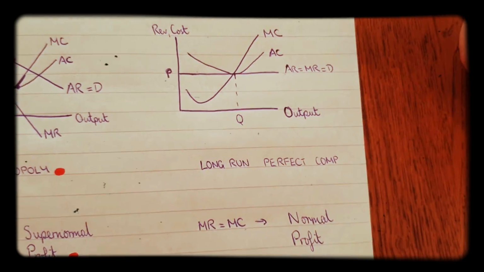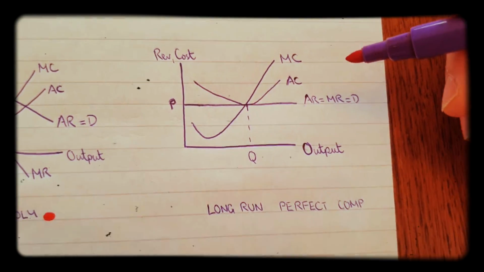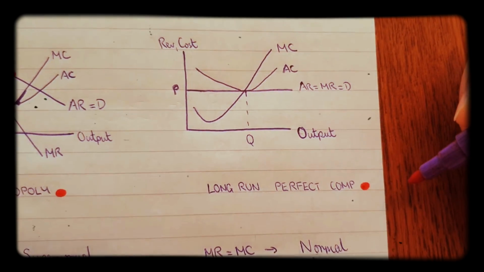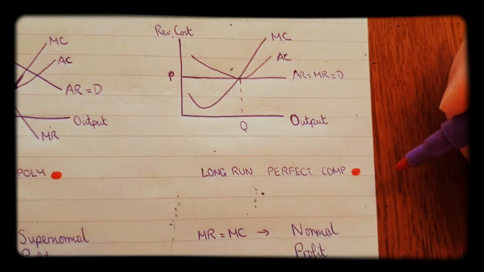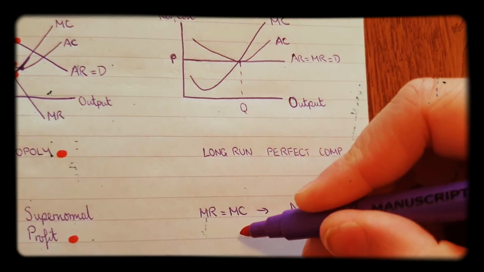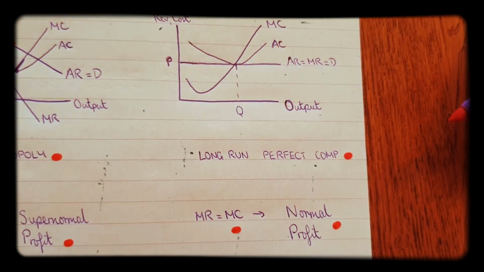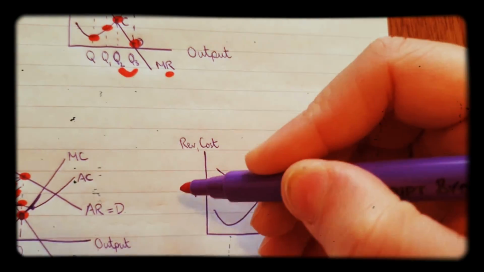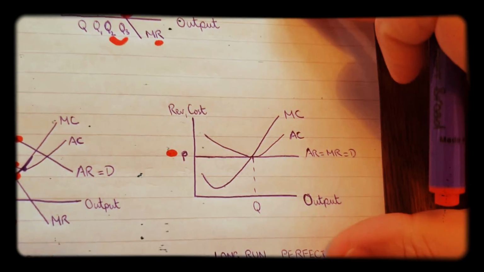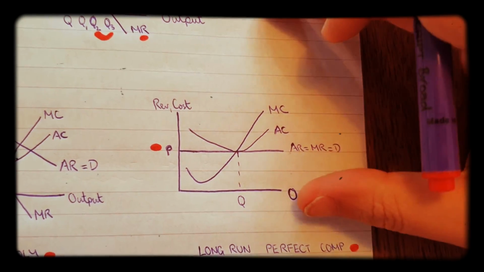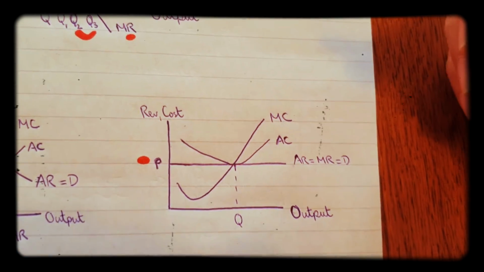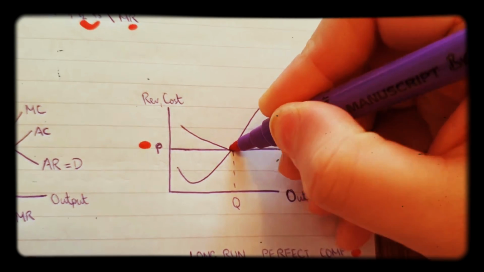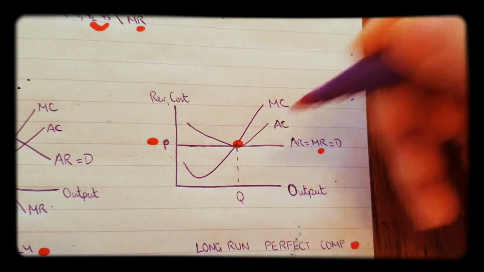If we look now at this diagram here, this is the diagram for long run perfect competition. Perfectly competitive firms can only make normal profits, but they are still profit maximizers. They can only make normal profits because they have to take the market price. It's given to them. They cannot change that price. So in this model, again, MR equals MC. Here's the MR curve and the MC curve is there. So MR equals MC is right there.